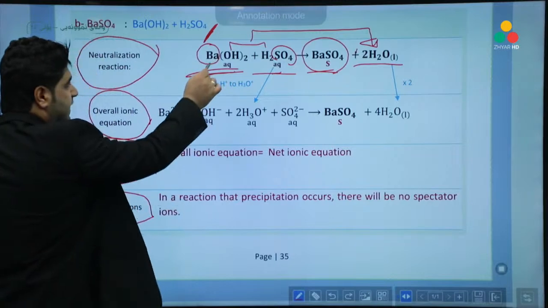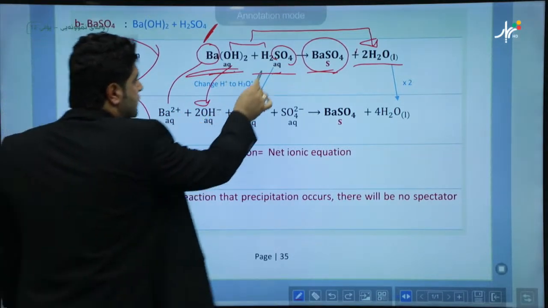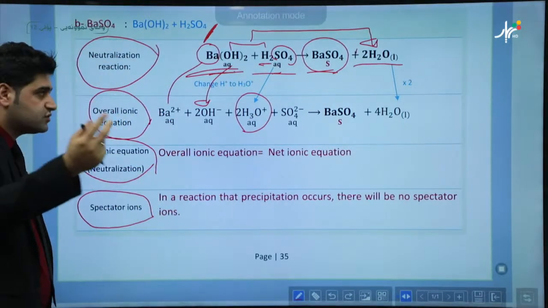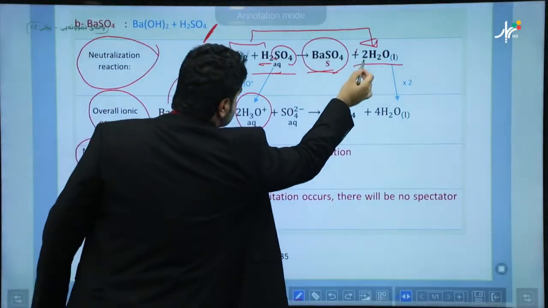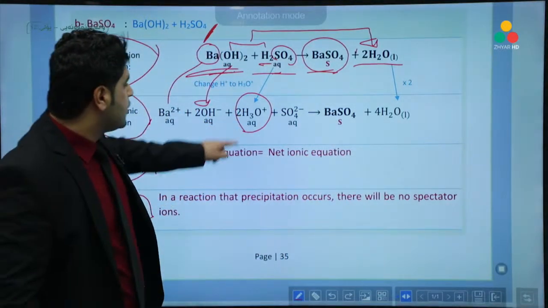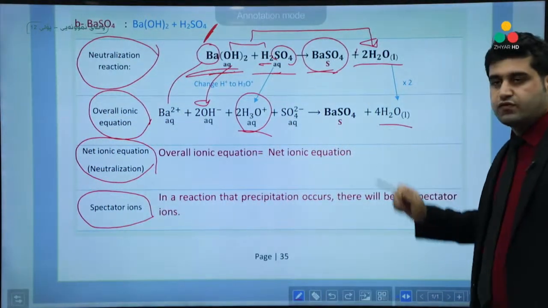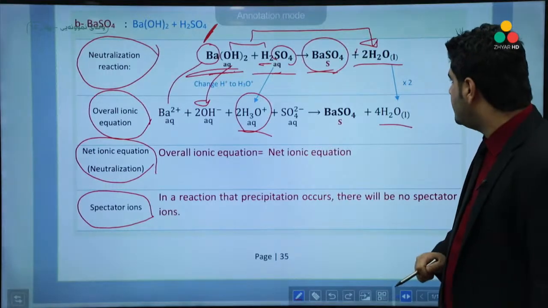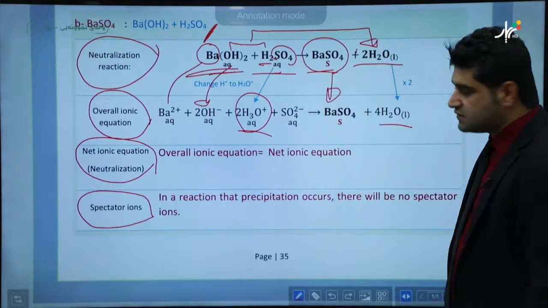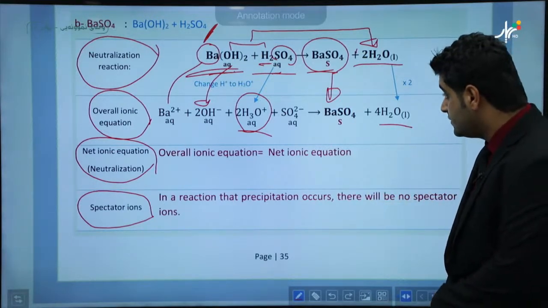So let's split them. Ba2+, we get 2 OH-, 2 H3O+. So we just added 2 molecules of water. So we should increase 2 to 4. Or according to the rule, how many water molecules do we get on this side? 2. So we should have 4 on the right side. BaSO4 remains as it is because there's a strong interaction between barium and sulfate.